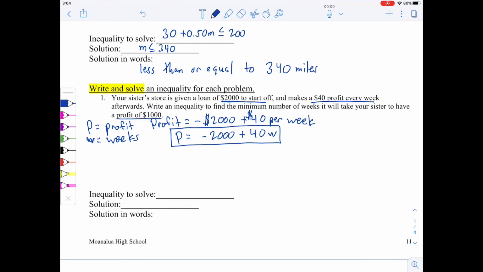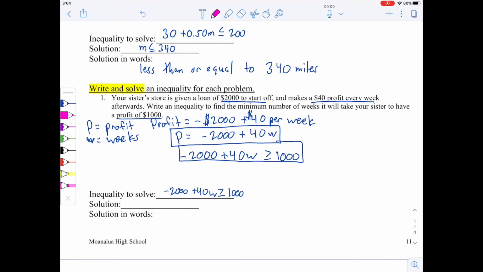Okay, then the next step, we want to write the inequality. So it's going to be negative 2,000 plus 40W, and we want to make a profit of at least $1,000. So at least is greater than or equal to $1,000, right? So your profit has to be at least 1,000, equal to 1,000 or greater. So this will be our inequality that we're going to solve. So we write negative 2,000 plus 40W is greater than or equal to 1,000.